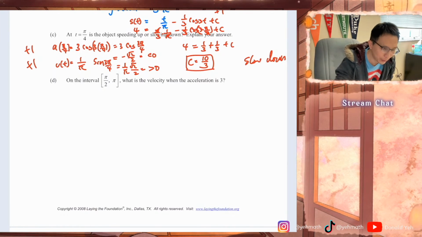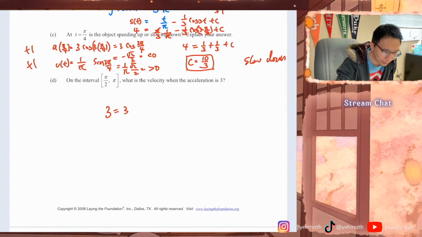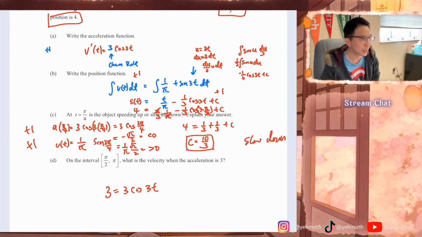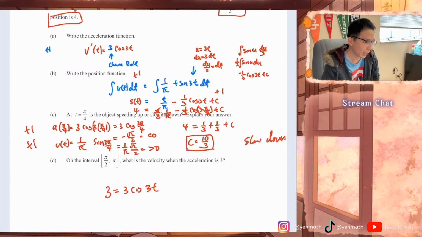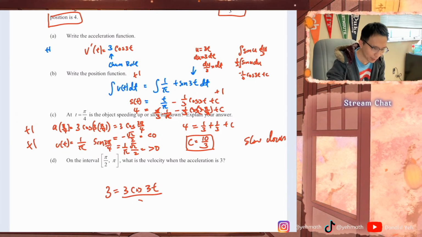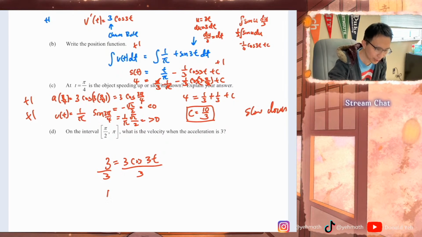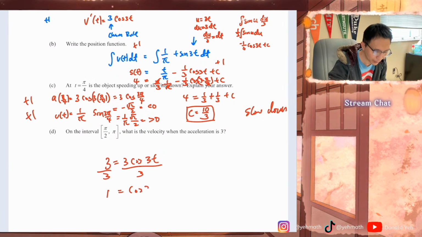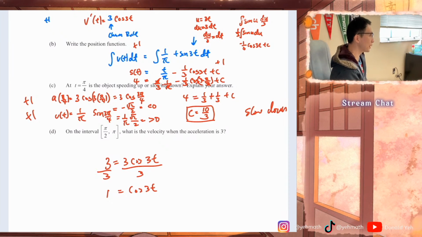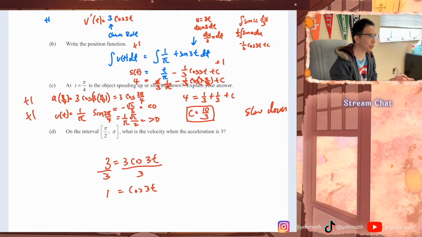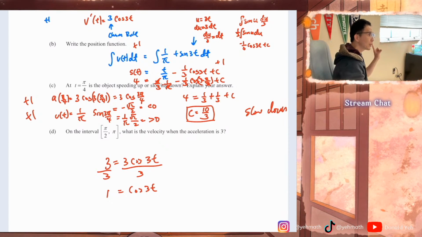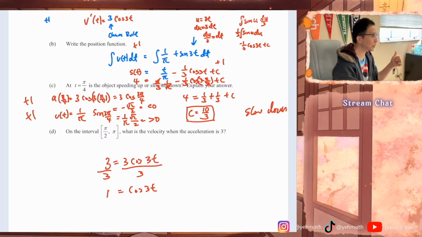So what we're gonna do, we set 3 equal to 3 cosine of 3t. I think. Yeah. So we set them equal to each other. Why? They say acceleration is equal to 3. Can I divide both sides by 3? So that's 1 equal to cosine of 3t. Now, here's a question you should ask yourself. How do you get rid of cosine? Well, it's not pi over 2. So you want to think about how do you get rid of cosine.